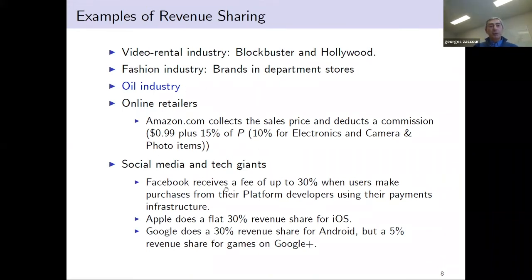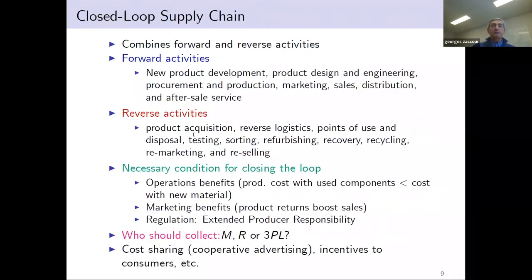Here are more contemporary examples. I will skip them for the sake of time, but I guess you know all these industries.